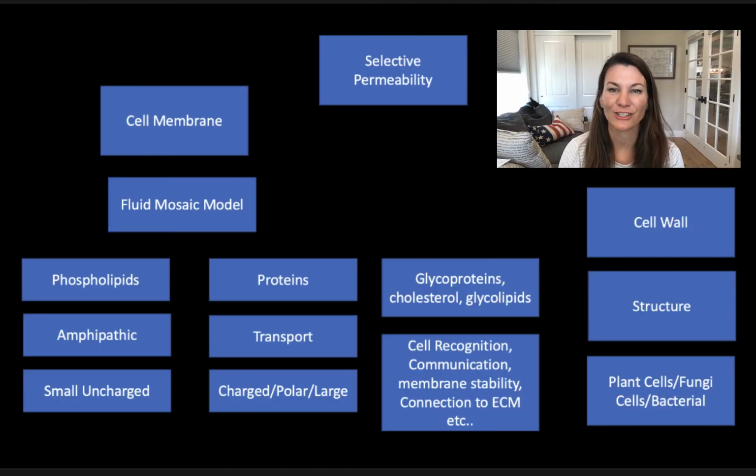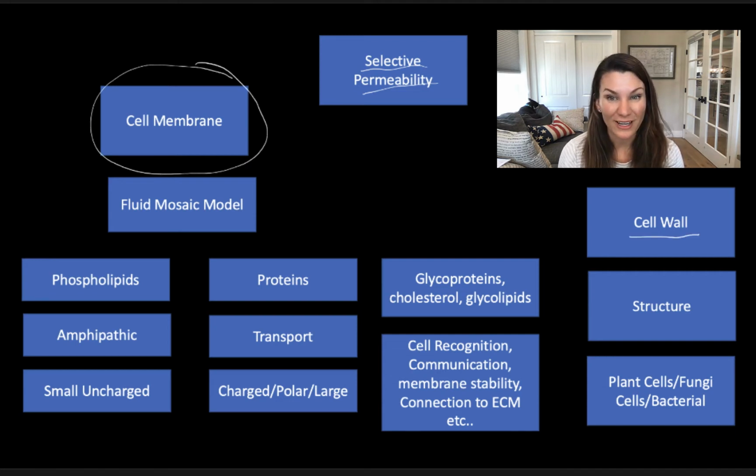A cell has to exchange materials with its surroundings, a process that is controlled by our plasma membrane, or the cell membrane. Now, these plasma membranes are what are called selectively permeable. Okay, so what does that mean? Well, it means that they allow some things in and they keep other things out. So selective permeability does come into play when we talk about our cell membrane.